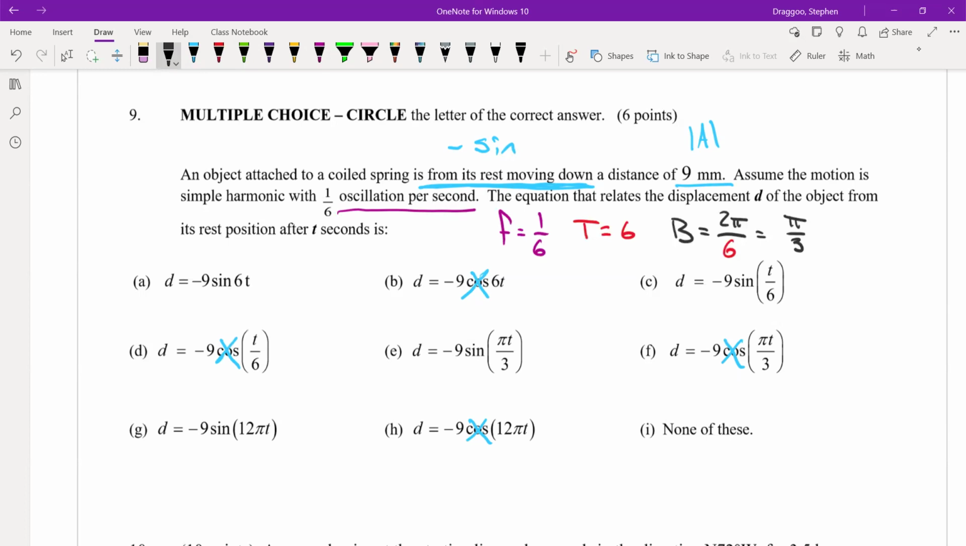So I want the equation that has a B value, or an angular frequency, of π/3. And that thing is this one, option E. That's the one that puts all three pieces together: -9 for A, a sine function, and π/3 for B. All right.